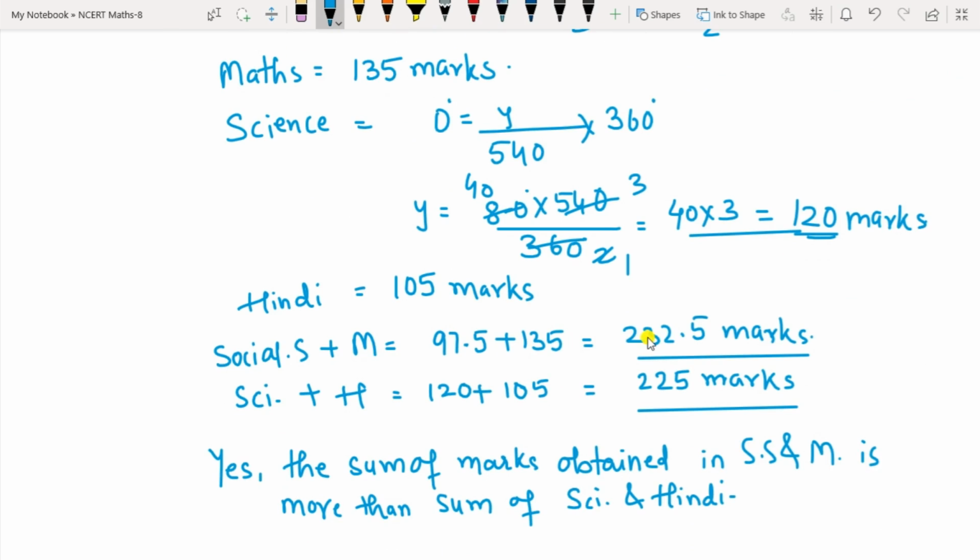So social plus maths will give you 232.5 marks and science plus Hindi will give 225 marks. So which is greater? This group is greater. So you have to write yes, the sum of the marks obtained in social and maths is more than the sum of science and Hindi.